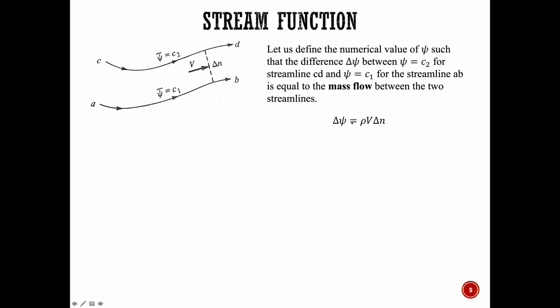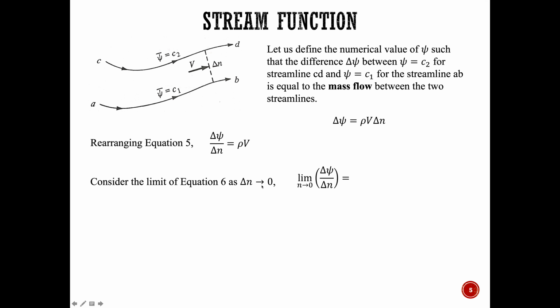Now rearranging this, we can get that the change in stream function divided by change in the normal distance equals rho v. So now when the limit of n goes to 0, right, this becomes a partial. So that means you can take the stream function, differentiate with respect to the normal direction, and you can actually get the product of density times velocity, which in itself is pretty cool because this is the first time we connected the stream function to a velocity, right?